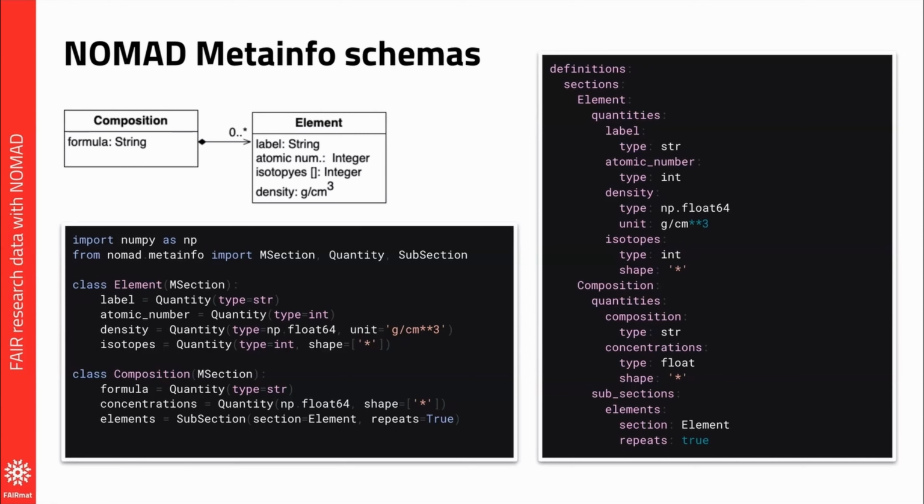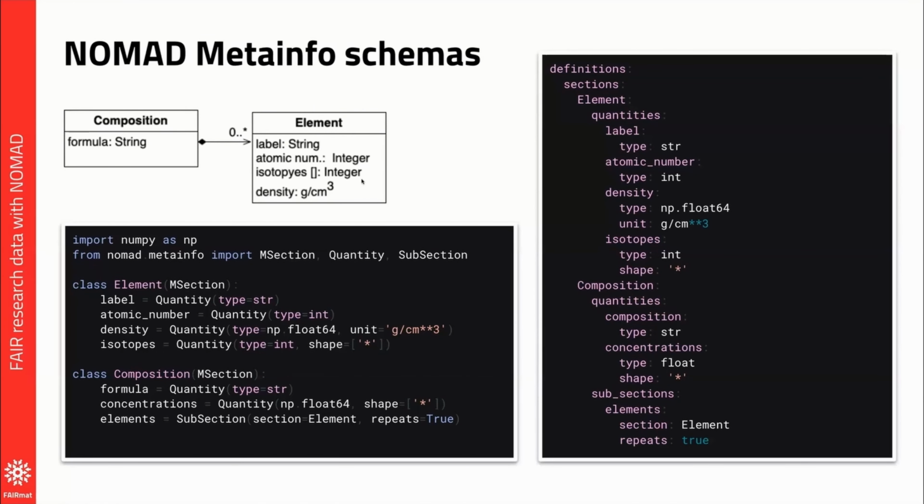For a schema, there are different representations, so you can write it down in different ways. You can go to a blackboard and draw a chart like this, where you say, okay, I want to think about the composition. The composition is a formula, and it might consist of elements. And for each element, I have a label, an atomic number, certain isotopes that are typically associated with these elements, and so on. Just as an example. And this information you can then, in a NOMAD way, program in Python. We have a library that allows you to define this data structure, so to speak, and we call it a schema. So you can define your sections.